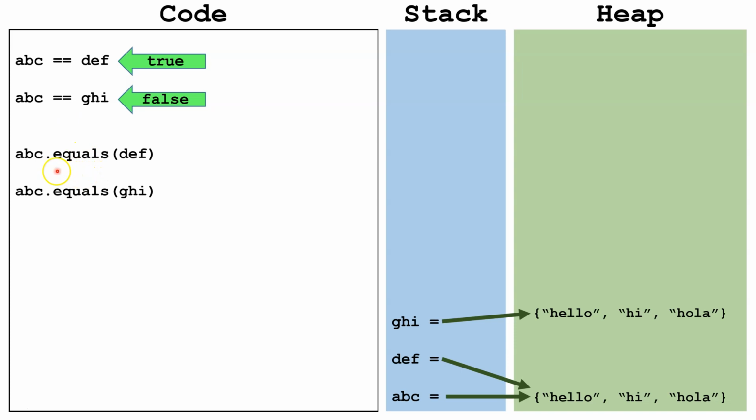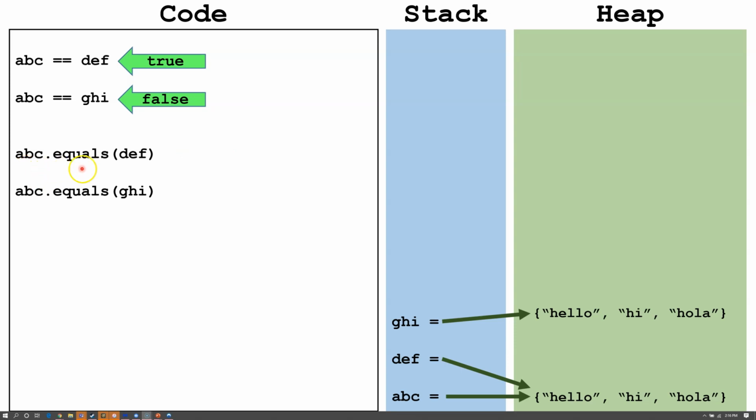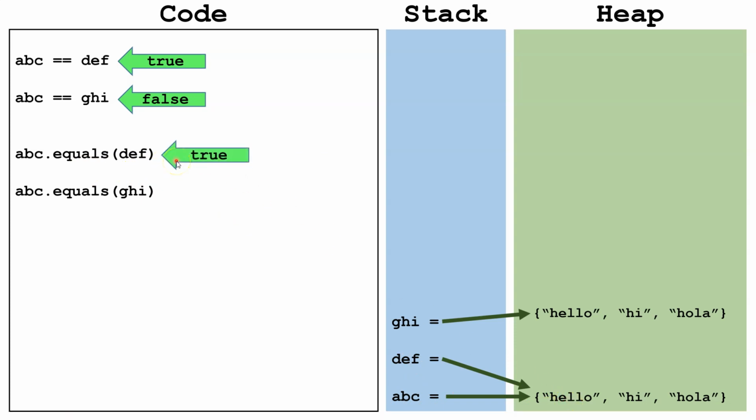Now let's look at using the equals method. For ArrayLists, equals is a deep comparison, meaning it's going to check the contents of the object, not just where they are in memory. So let's look at this one. ABC.equals(DEF). Well, ABC and DEF are pointing at identical ArrayLists, so this will return true. Now ABC.equals(GHI). Well, the ArrayList that ABC is pointing at is identical to the ArrayList that GHI is pointing at, so this will also return true.